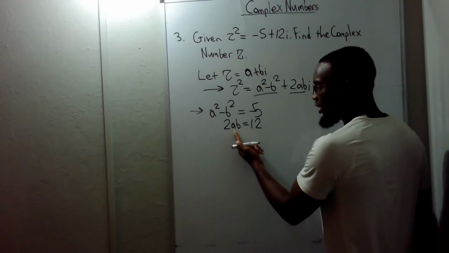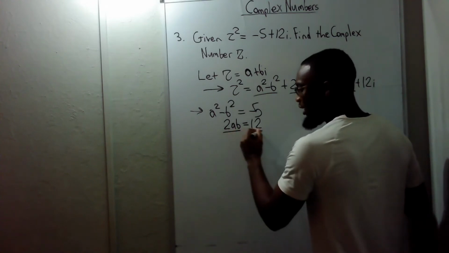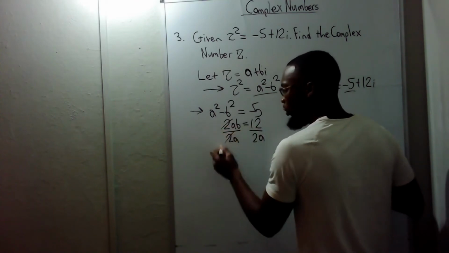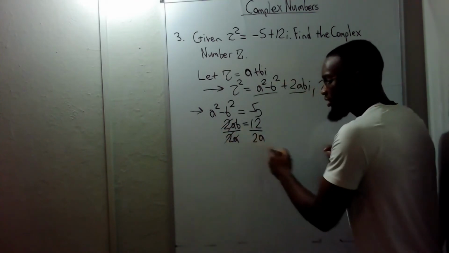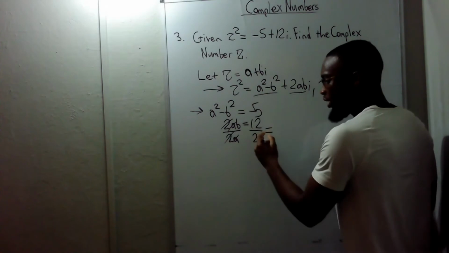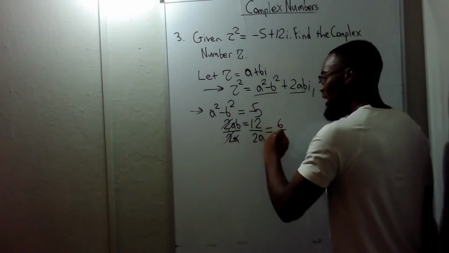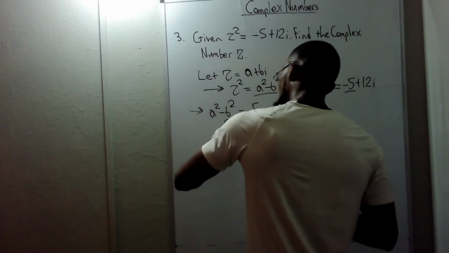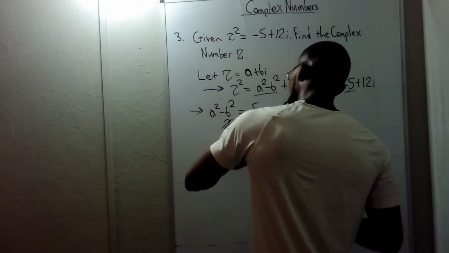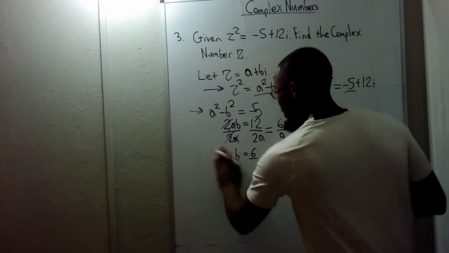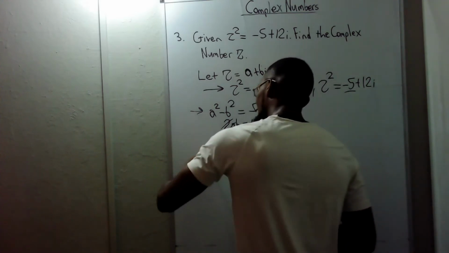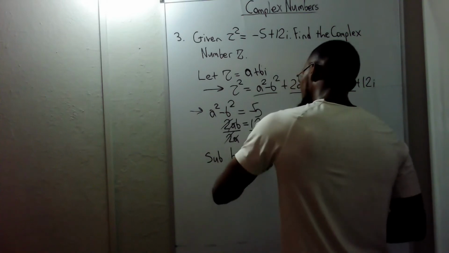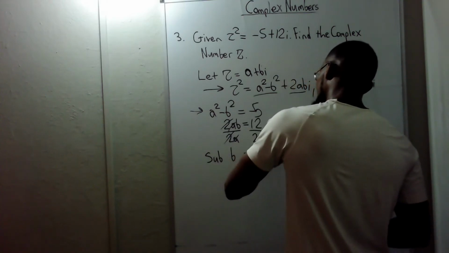Look at the second equation. If we divide both sides by 2a, we get b is 12 over 2a, and 12 over 2a is 6 over a. So why not substitute? Let's substitute b equals 6 over a into the first equation.